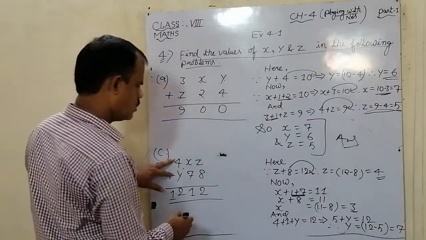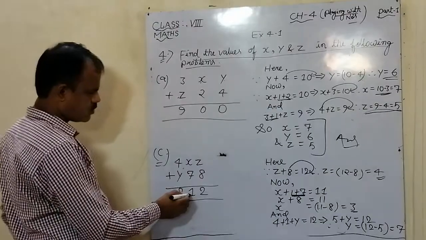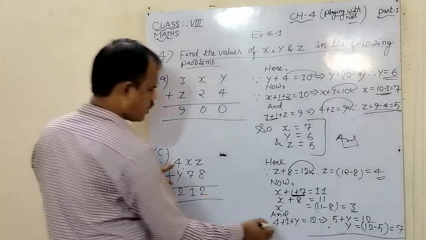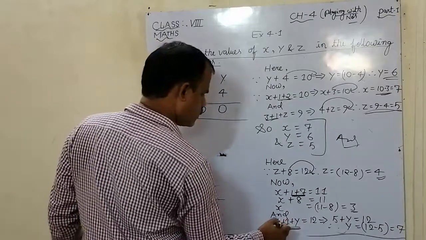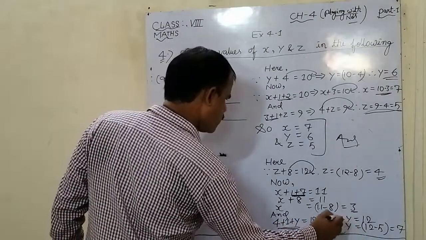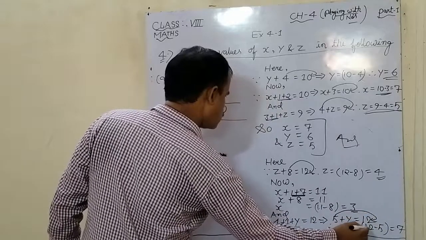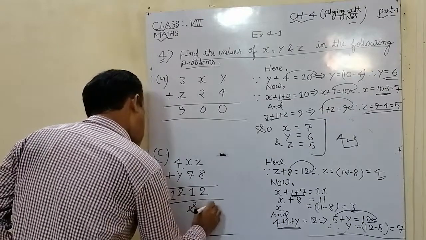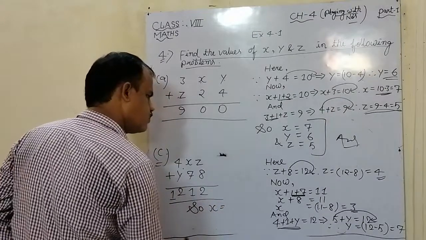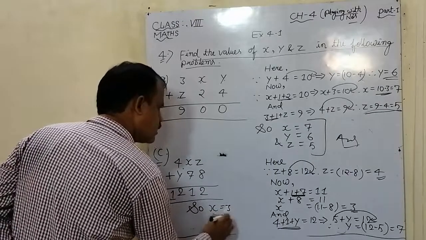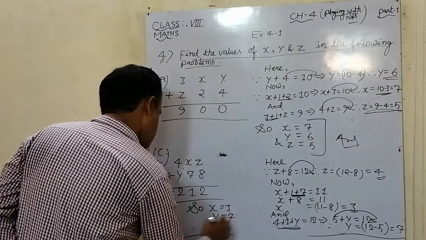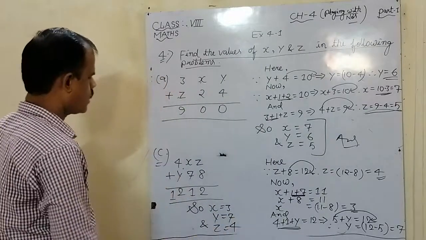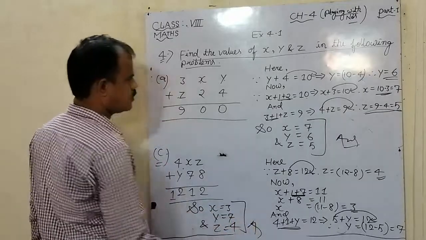Now look here. So this is 11. So 1 carry moves forward to the 100 place. So 4 plus 1 plus y equal to 12. So 4 plus 1 is 5, 5 plus y equal to 12. So we can write y equal to 12 minus 5, that is 7. So the value of x is 3, the value of y is 7 and the value of z is 4. So you can write like that. You can solve like that. Okay.